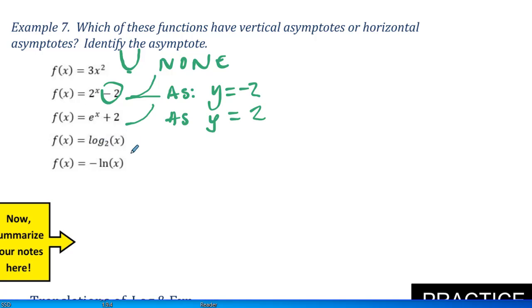Log base 2 of x, well, you know that log, it looks like this. It comes up and then it curves over. They certainly have vertical asymptotes. So the asymptote is going to be x equals 0. Okay. And last, minus ln x. So you know this flips it over the x-axis. ln looks like this, just like log base 2, but this one gets flipped over. So it's going to this. Okay. And it has a vertical asymptote also, same as the other one. The asymptote hasn't changed, x equals 0.